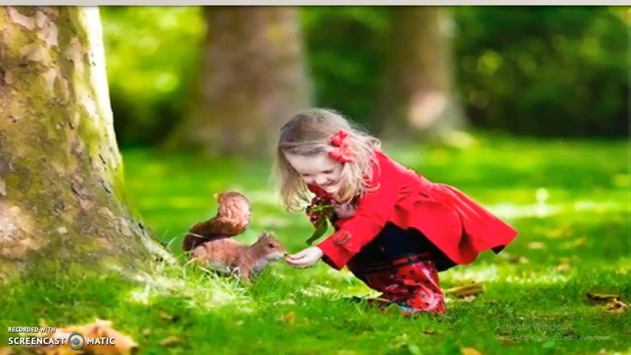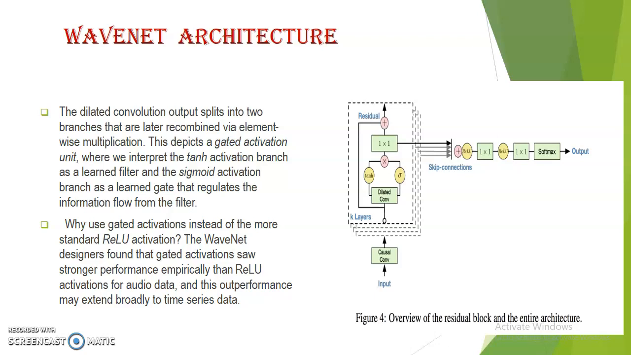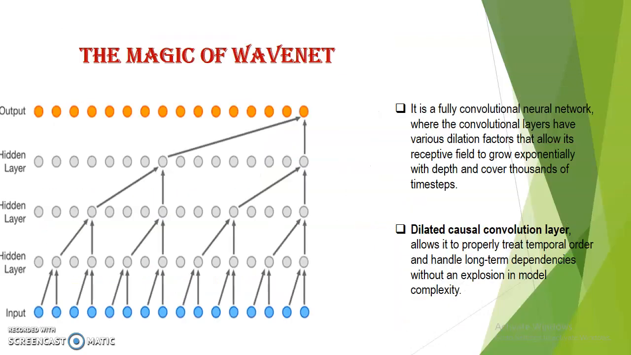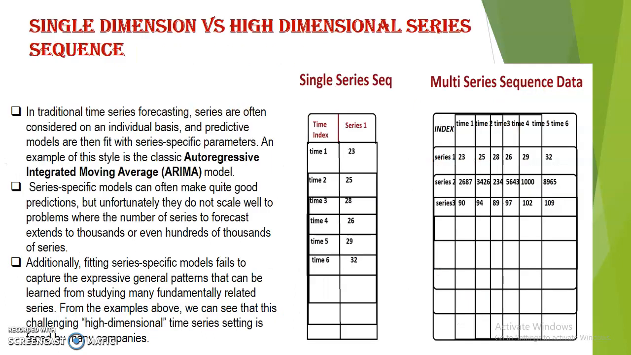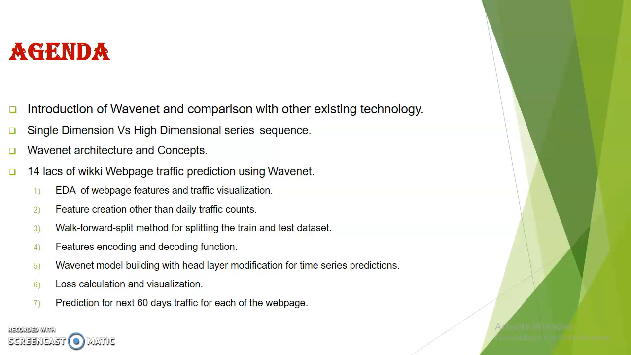Now I will discuss the practical example of WaveNet, where I will use 14 lakh Wikipedia web pages traffic data, along with some exogenous variables, and I will explain how we can solve that high dimensional sequence series data. If you see, our agenda is mentioned here: EDA, feature creation, walk forward split, feature encoding, WaveNet model building, loss calculation, and prediction for the next 60 days.